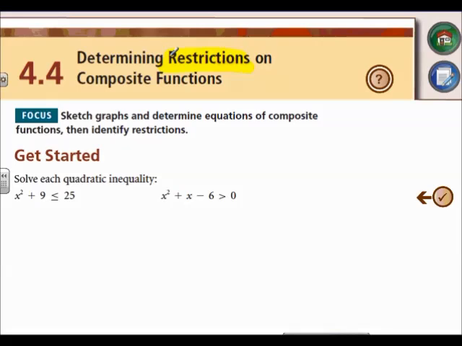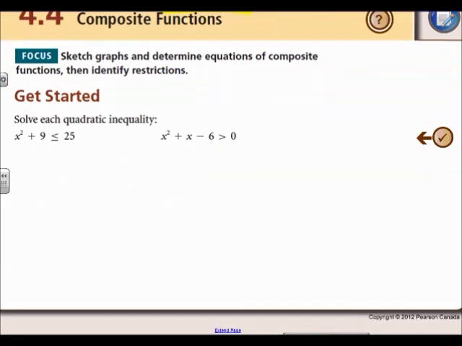So let's start with this first part here. Just getting started. Solving each quadratic inequality. Ooh, see what we can remember on this. All right, first thing, I'm going to show you the method of the test cases again. Going through, let's change it to an equal sign. So x squared plus 9 equals 25. Let's work it through this way.